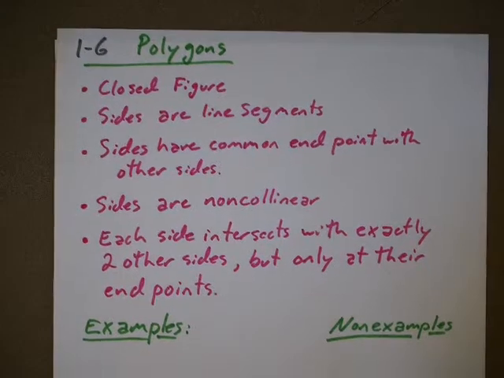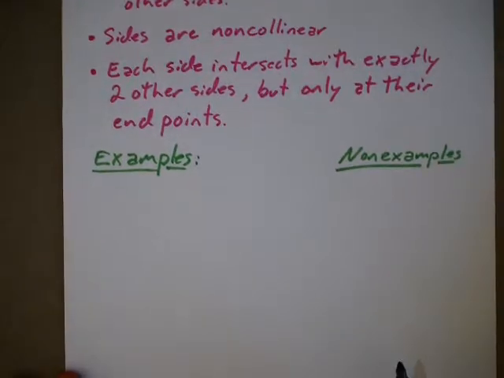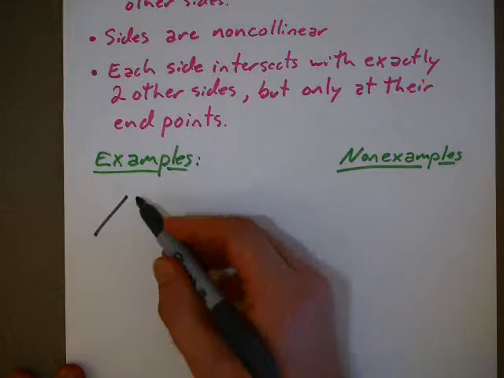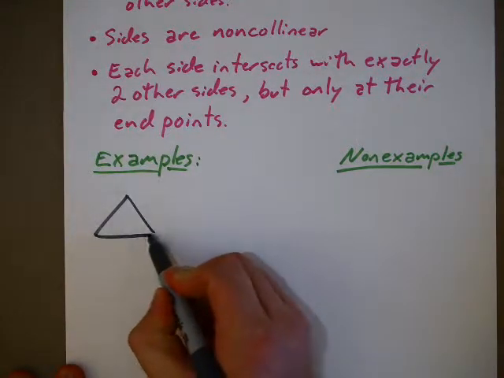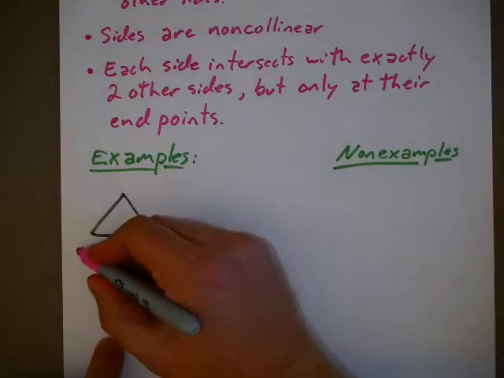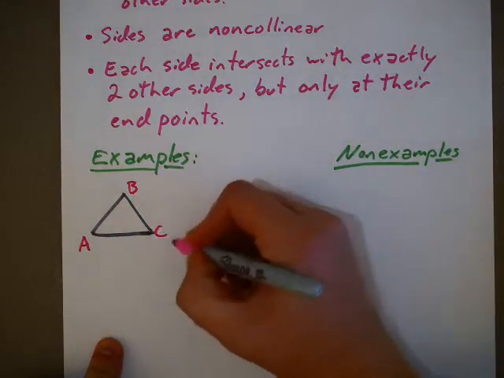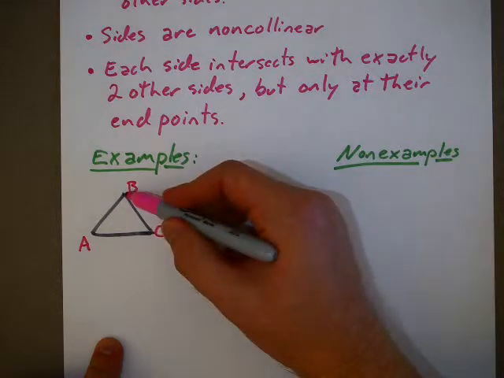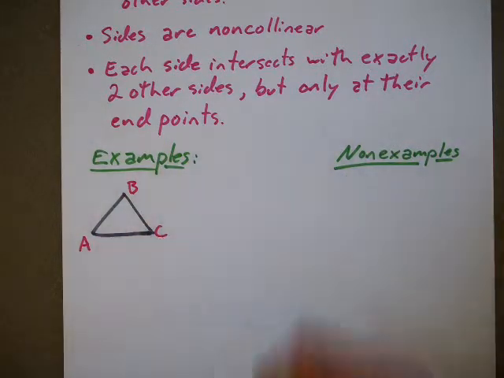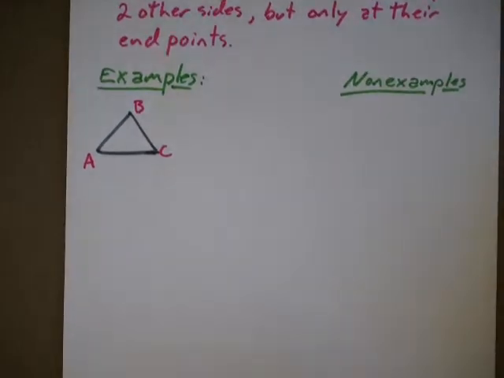So let's take a look at a couple of examples. One example that you should all be familiar with is just a triangle. If we're talking about closed figures, that would be an example of a polygon. We would label each vertex, the vertices. The vertex of an angle is also the vertex of a polygon, and these are all referred to as sides.